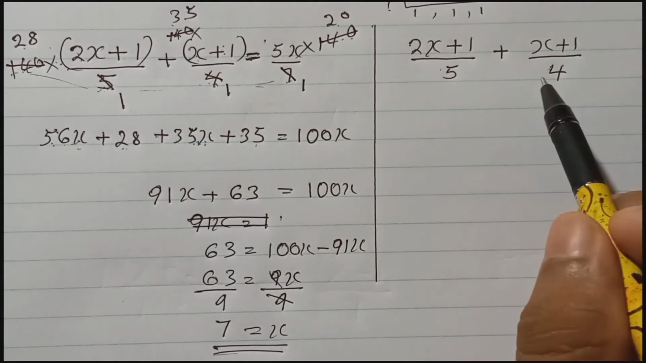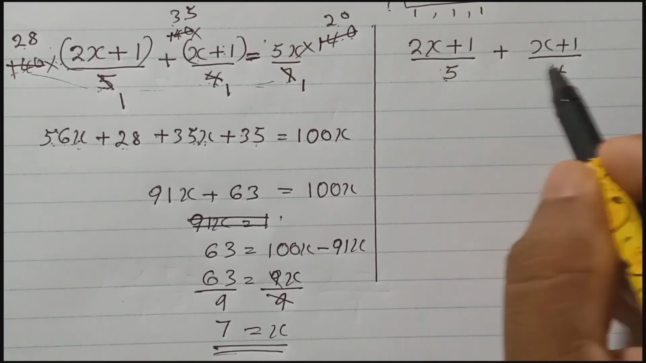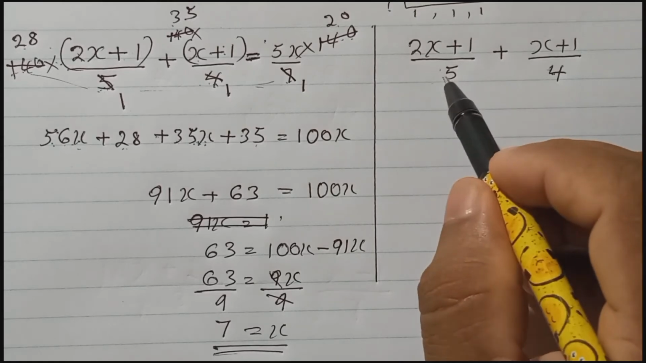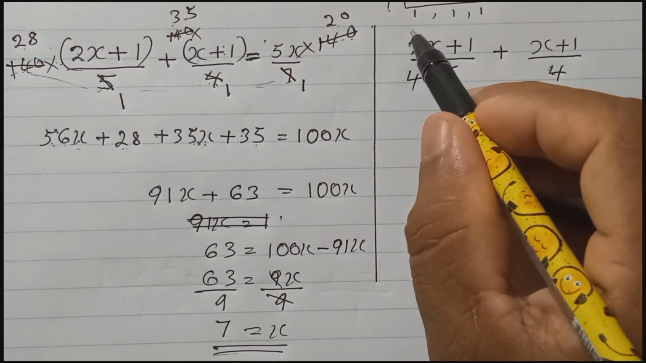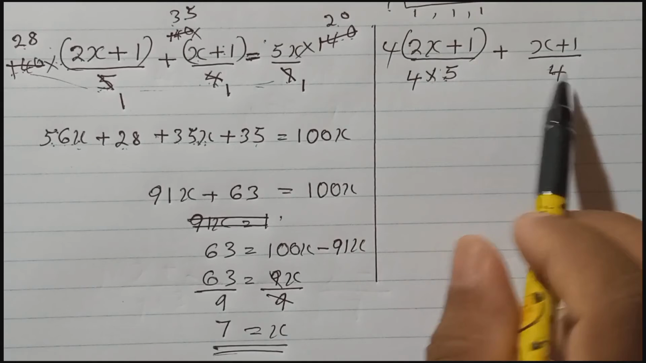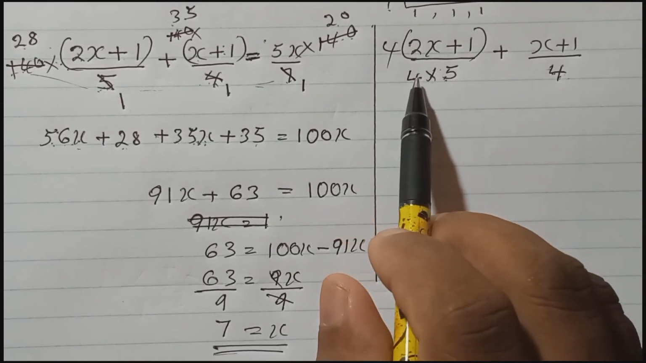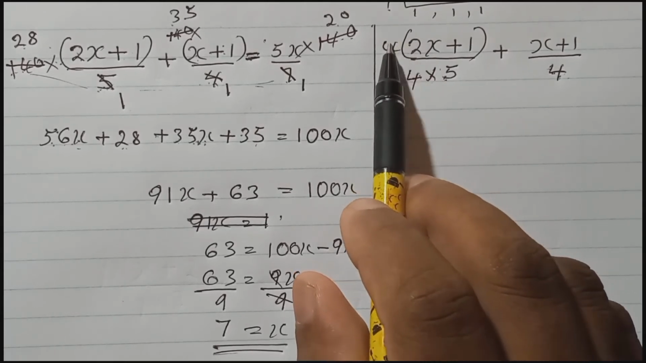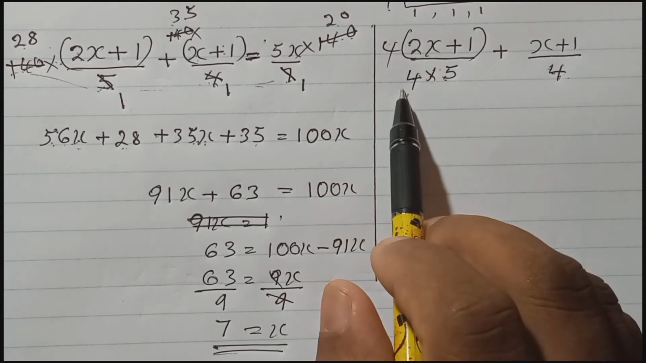Now how to make the same denominator here? Here I can make 20 if I multiply by 4, that means by this number. Here I can make 20 if I multiply by this number, that means 5, right? Here I will multiply by 4, so up also I need to multiply by 4. Now try to understand these two differences. When I make the same denominator, I multiply the denominator by a number, but it is a rule, you need to multiply the numerator also by the same number.